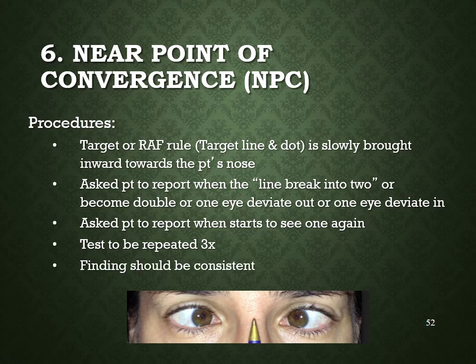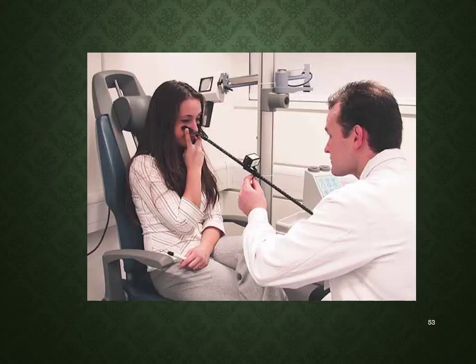Make sure that the findings are consistent. This is the way you use the rough rule to test the NPC. The same goes for accommodation.